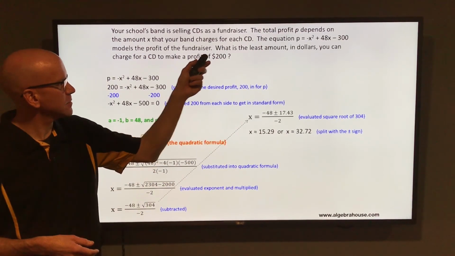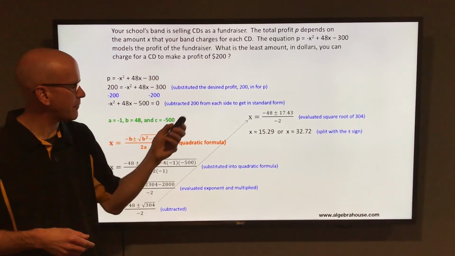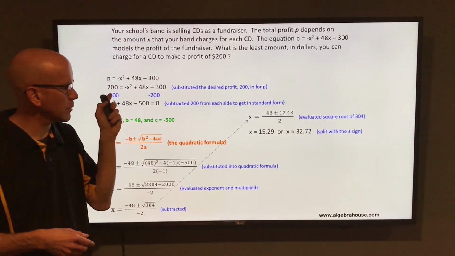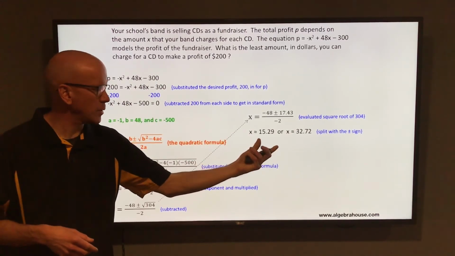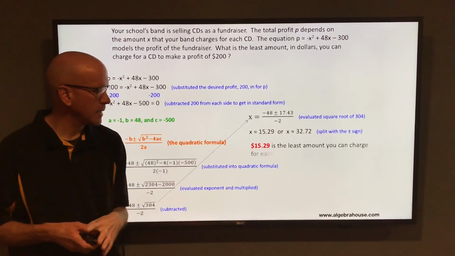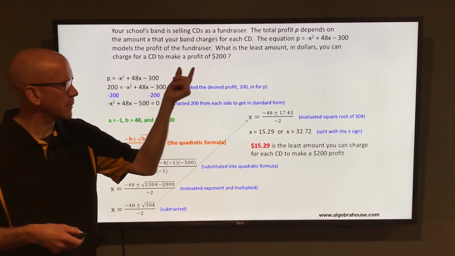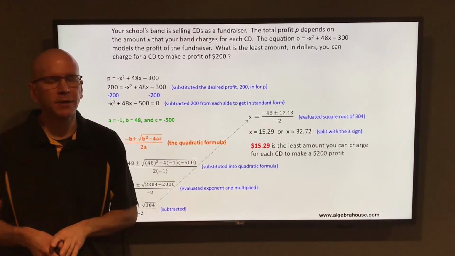Make sure you answer what's being asked. What's being asked is what is the least amount in dollars you can charge for a CD to make a profit of 200. So we set this equal to 200. We solve for x. We get these two prices. The least amount will be that $15.29. So the correct answer here, the least amount in dollars you can charge for a CD to make a profit of 200, is $15.29.